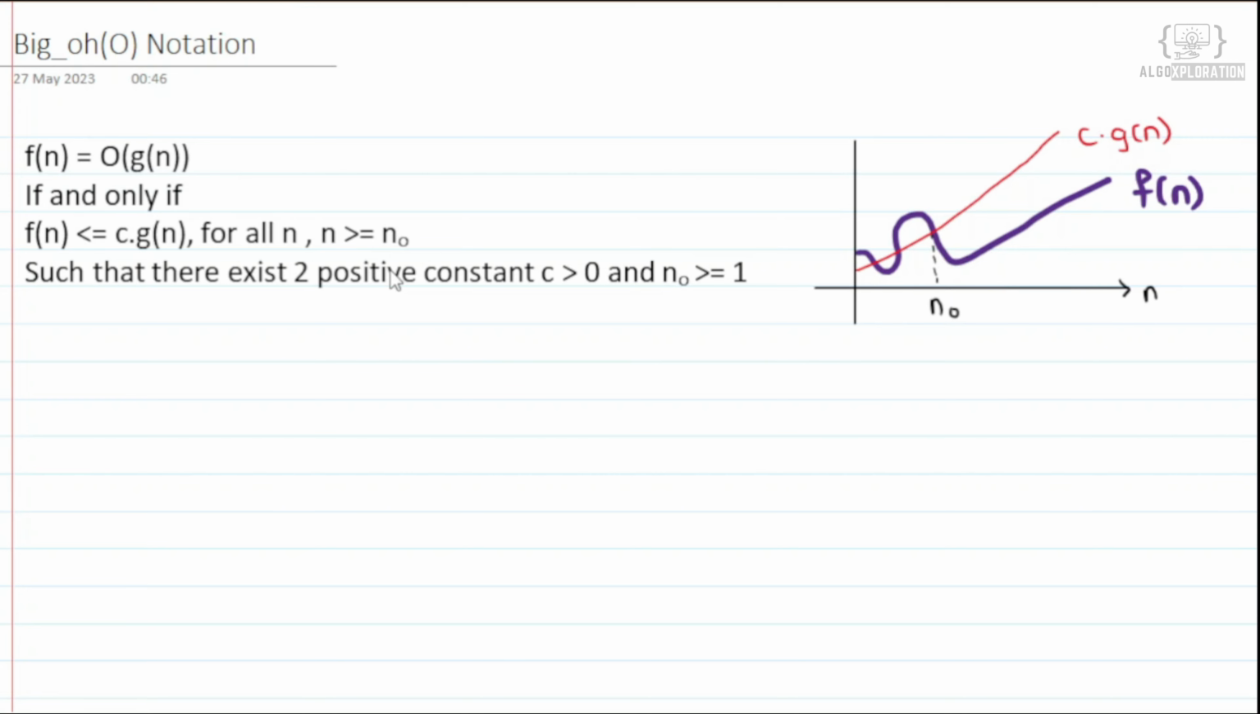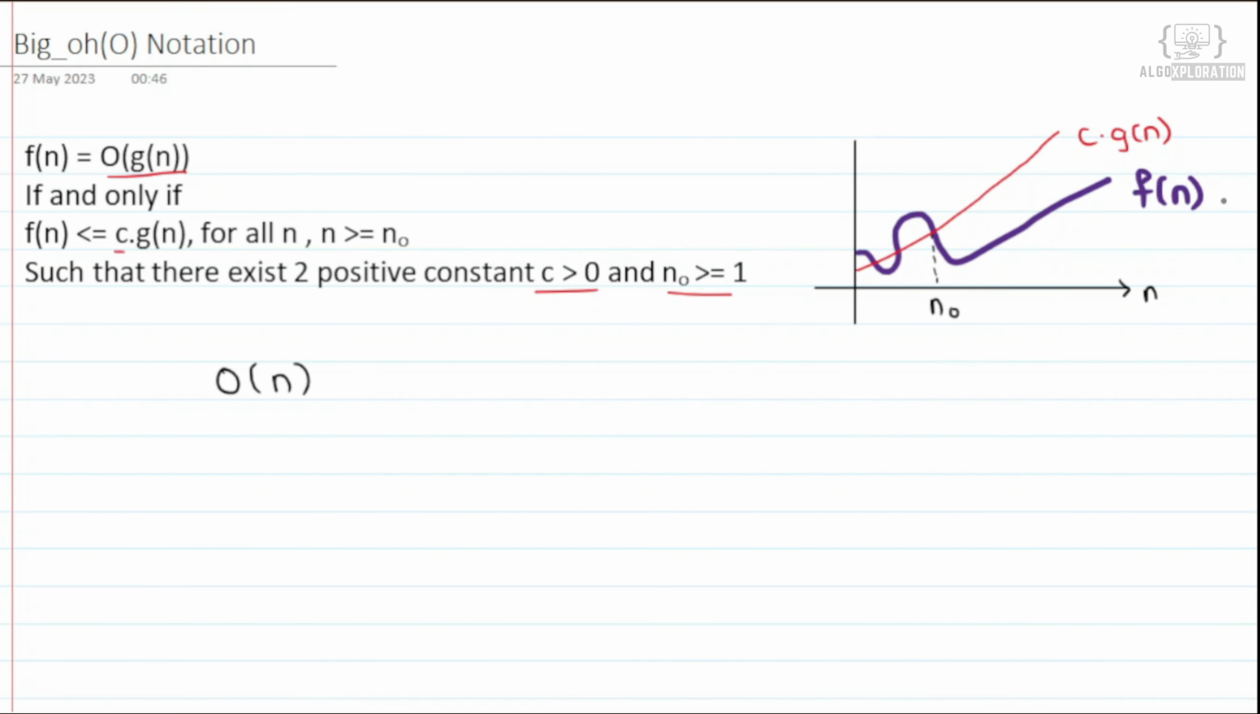You guys got some hint about what actually big O means, but let's read this definition first. F of n is equal to order of g of n if and only if f of n is less than c into g of n for all n where n is greater than n naught, such that there exist two constants c and n naught. Now I know you guys didn't get this definition, but let me explain it first. When we want the upper bound of a program, that is, till what extent it will run, then we use this notation order of n.